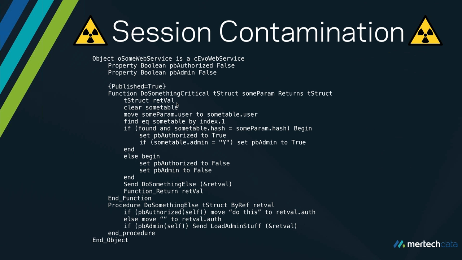who is not an admin. So we come in, we do our same find, the hash matches, we set authorized to true, they're not an admin, so we don't set that to true. But wait, it's already set to true from when we exited the prior function call. We've given this user admin rights because the prior user had admin rights.